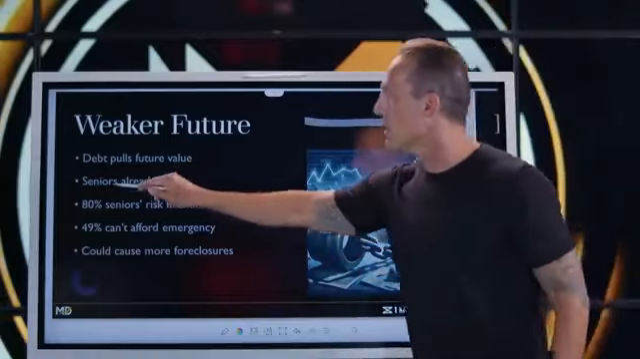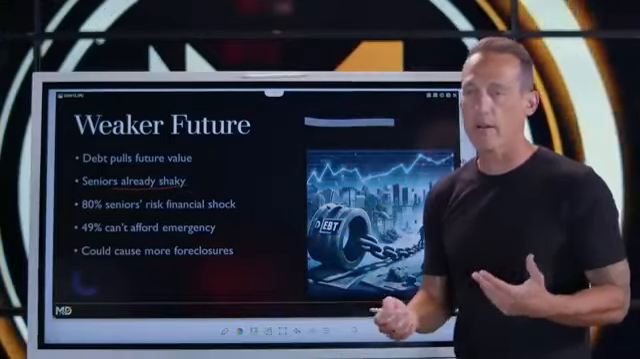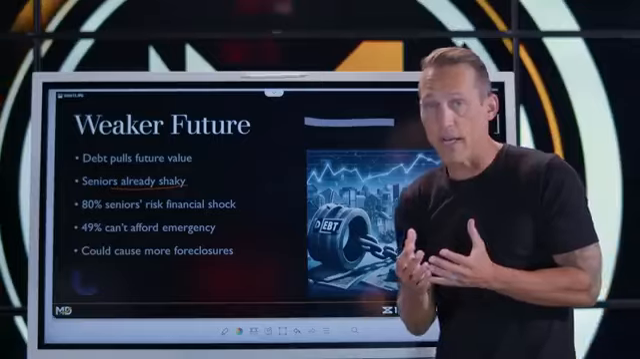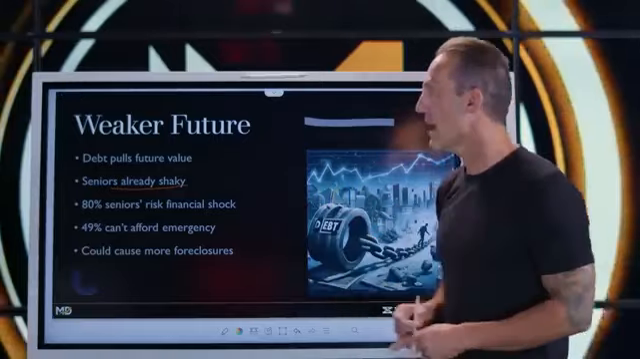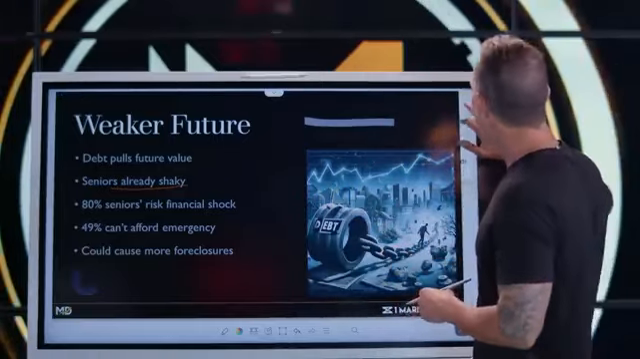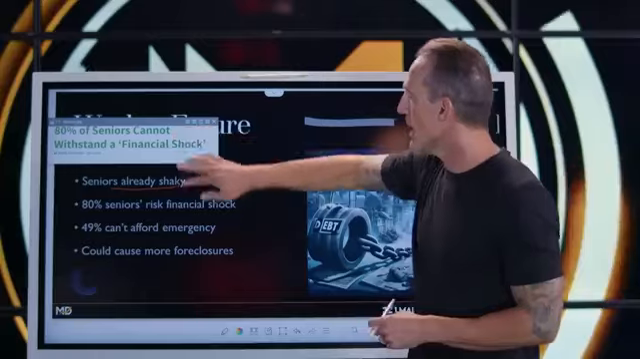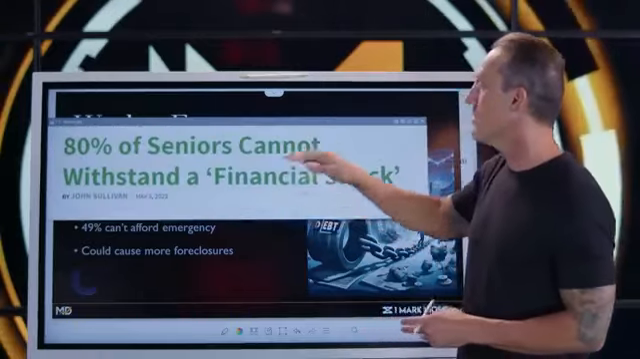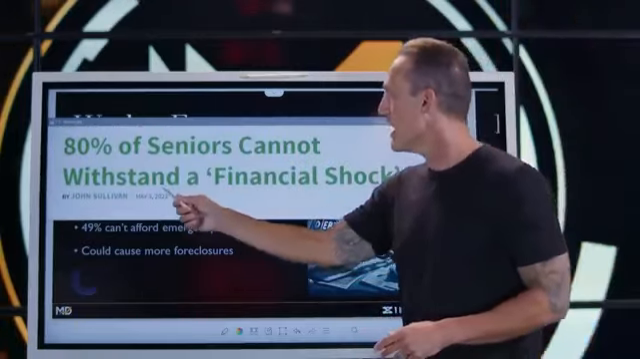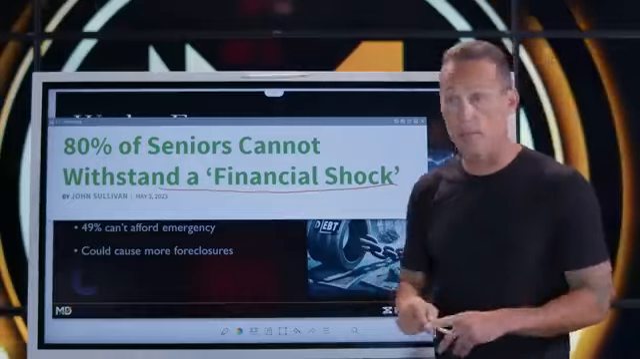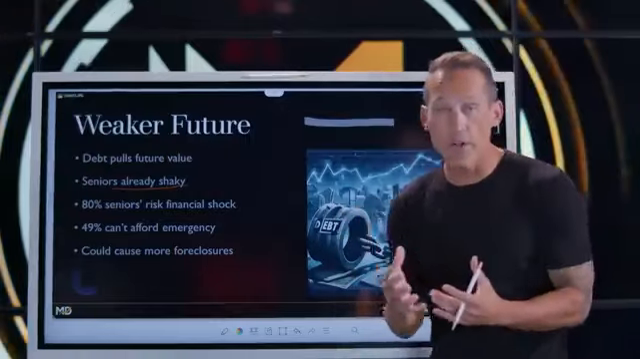We know that we already talked about seniors being on shaky ground, and so they're susceptible to taking this money, but now they're going to be even more fragile in the future. For example, 80% of seniors right now are already at great risk of financial shock. 80% of seniors cannot withstand a financial shock. That's a pretty big number. And so if they take on even more debt, that's going to make it even more dangerous for them.